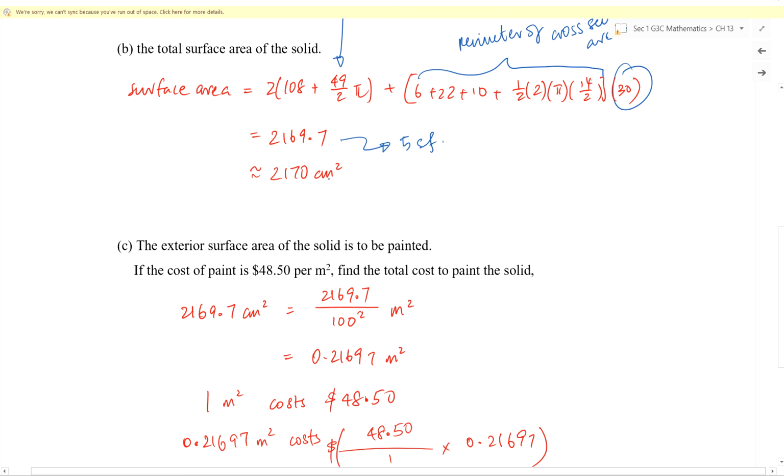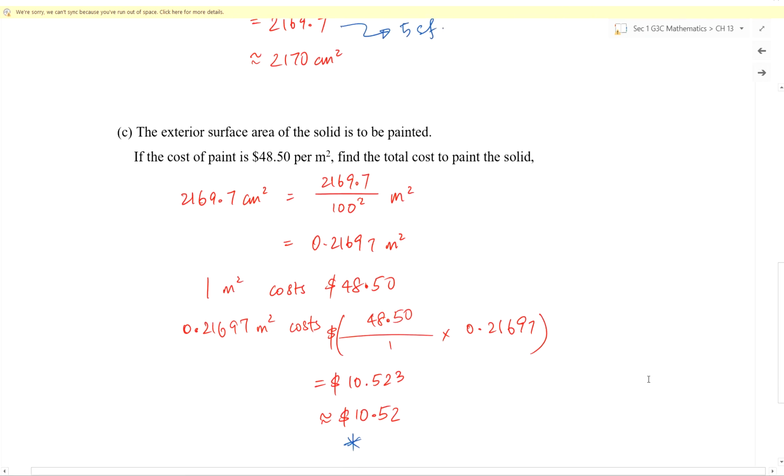If you were to use 2170 square centimeters for part C, there is a chance that your final answer will be wrong. Or rather, not what we want it to be. Not as precise, not as accurate. So we're doing the conversion. So again, I'm using what your class has taught me. I will divide by 100 square. Very convenient, very quick. Get the value in square meters.